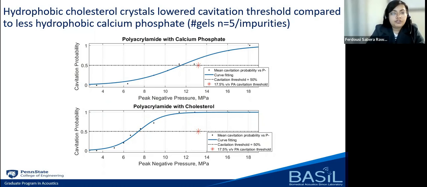For our cavitation threshold study, first we measured the cavitation threshold for unaltered 17.5% polyacrylamide gels at around 13.2 megapascals, shown as a red asterisk in these plots.